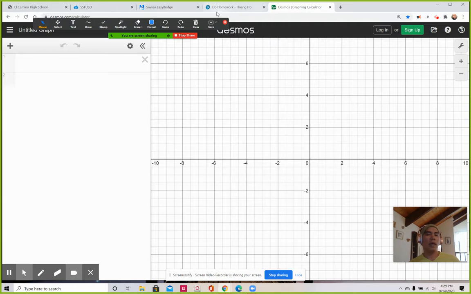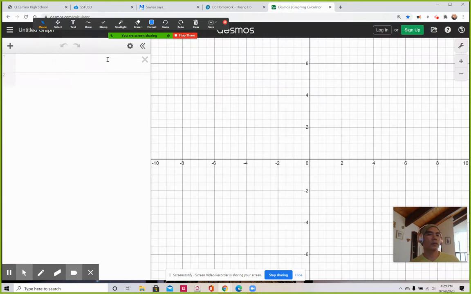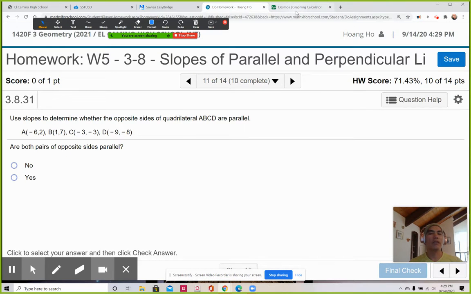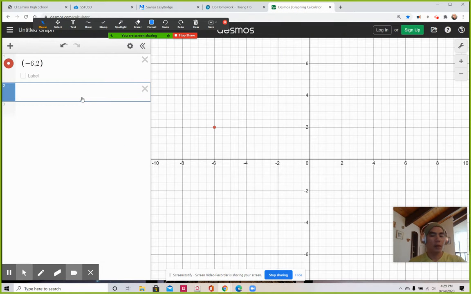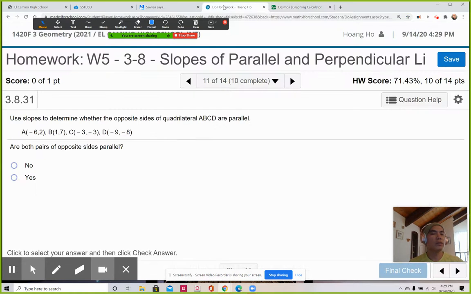Okay. So you can enter these points. The first point, negative 6, 2. All right. Make sure you put in parentheses, negative 6 comma 2. All right. The next point is 1, 7. Open parentheses. Oops. What did I do here? Oh, I moved too fast.